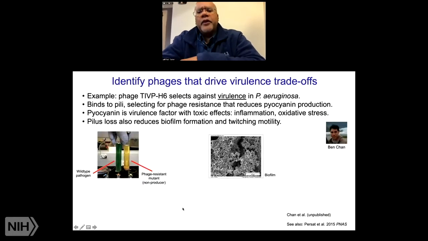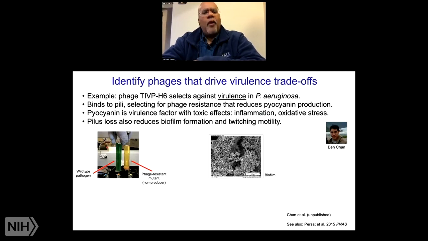So I'll take 2 more slides to talk about a different way of using a phage, but now we're trying to toggle virulence rather than antibiotic resistance, before I dive into some clinical data. So this is yet one more phage that's new to science. It's called TIVP-H6, and that stands for type 4 pilus H6. This binds to type 4 pili of P. aeruginosa, and it selects for phage resistance that reduces pyocyanin production.